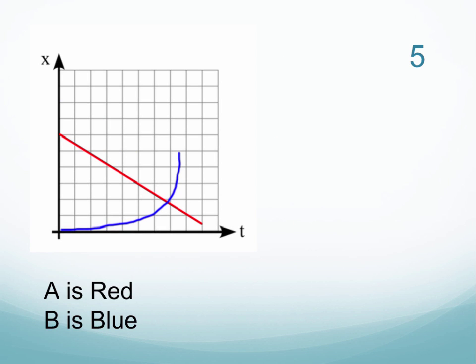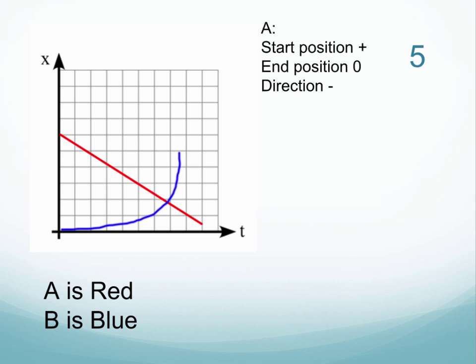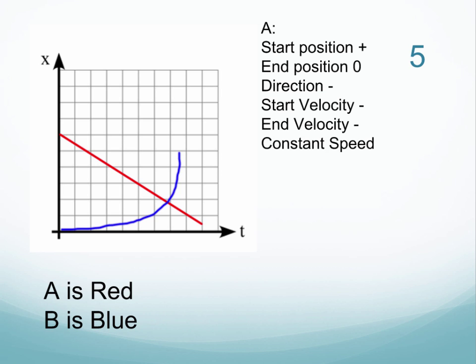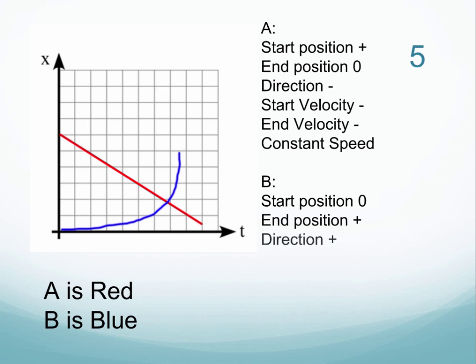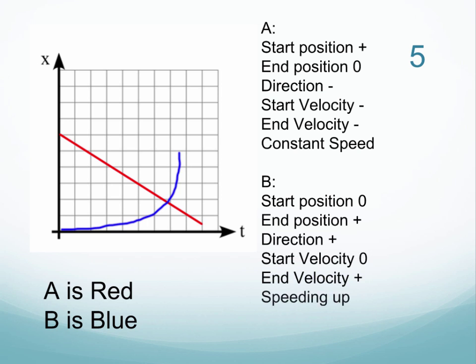A is the red, right? Started at a positive position, ended at 0, went in a negative direction. Started at a negative velocity, ended at the same negative velocity, and is going at a constant speed. B, the blue one, started at a 0 position, ended at a positive position, went in a positive direction. Started at a velocity of 0, ended at a positive velocity, is speeding up.